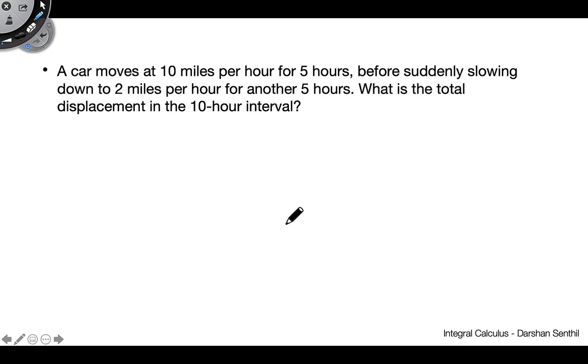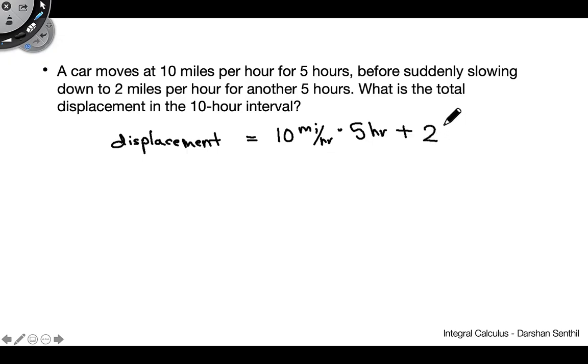Well, the formula is exactly the same. We're still going to use displacement equals velocity times time, except we're going to need to do that for each of these intervals because the velocity does change here, right? So our displacement this time is going to be 10 miles per hour times 5 hours, plus we're going to add on the extra displacement from this other interval here. So we have 2 miles per hour times another 5 hours. Once again, the hours cancel out just like they did before.